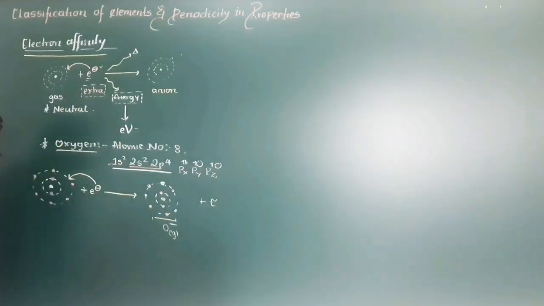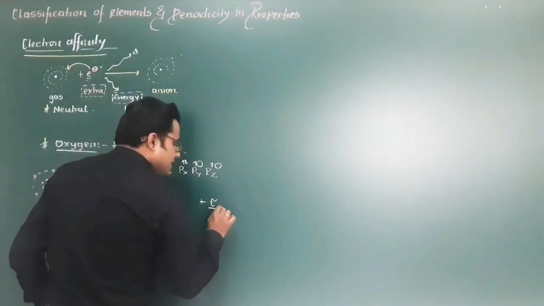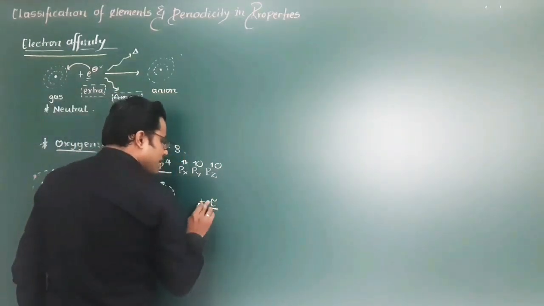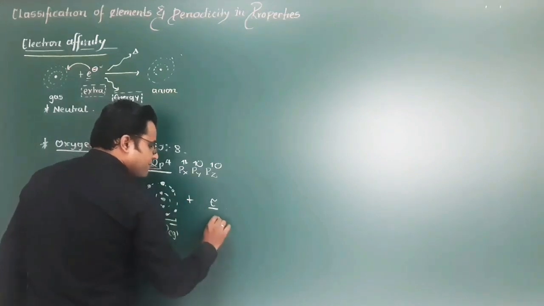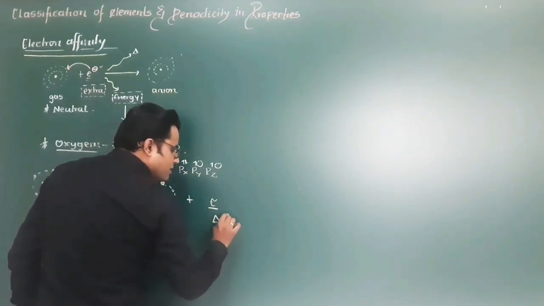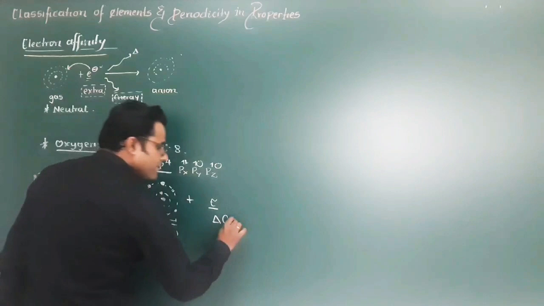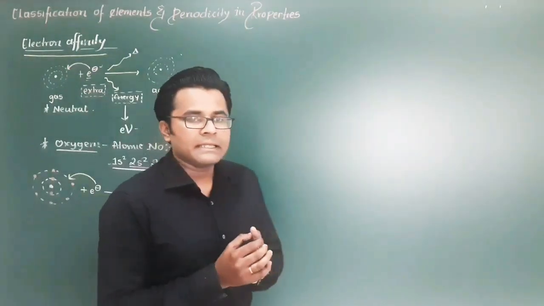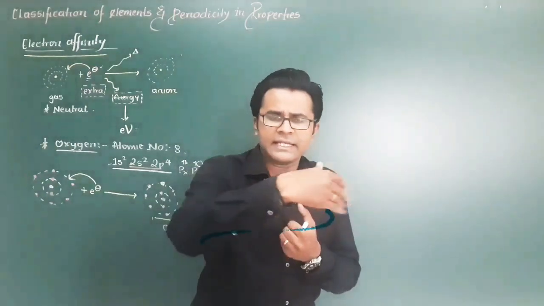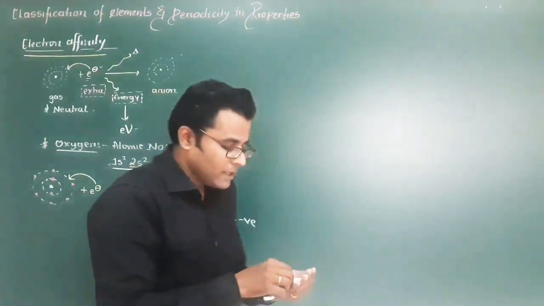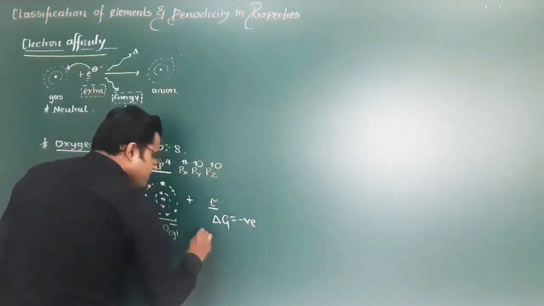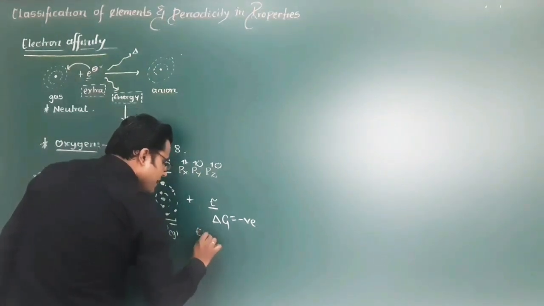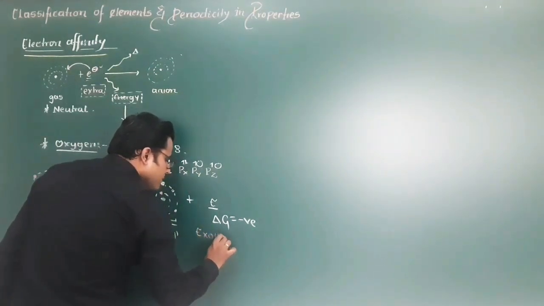In this case, try to understand that the energy is liberated, therefore we denote this as delta G is negative. Anything that liberates energy, anything that is giving out energy, where the energy is going out of the system, we call this particular process exothermic.